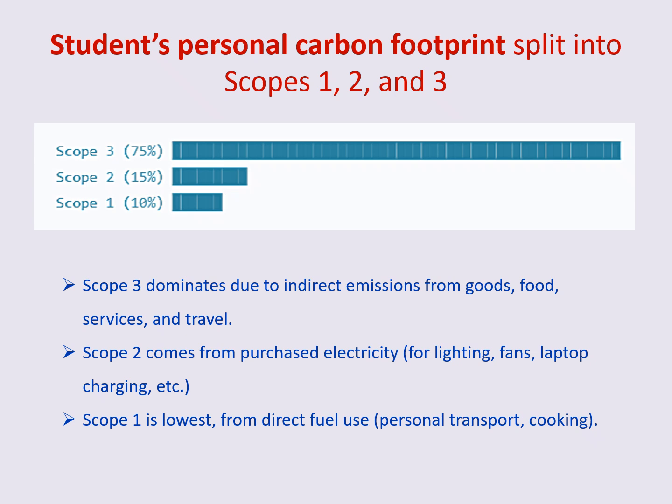For student life, what is scope 3? It is from goods, food, services and travel. What is scope 2? Lighting, fan, laptop charging, etc. will be your scope 2. Scope 1 is the lowest, from direct fuel use, personal transport and cooking. For you, direct usage is only personal transport and cooking. I hope now it is clearer what scope 1, 2 and 3 are.